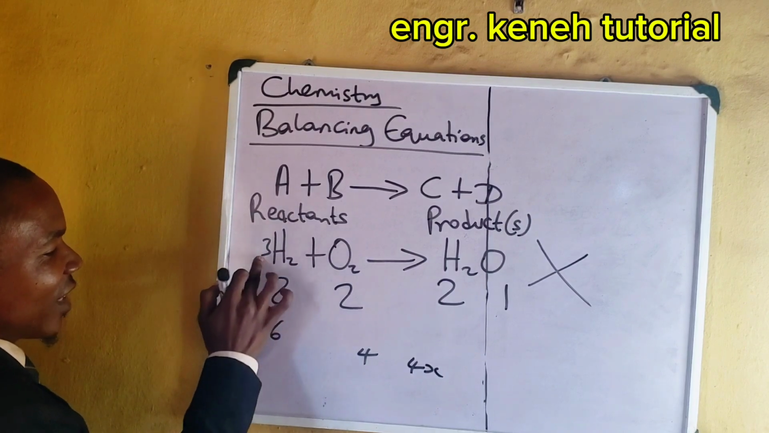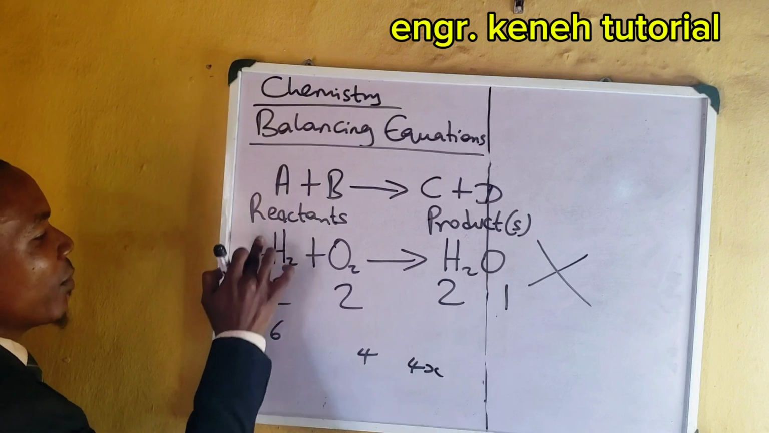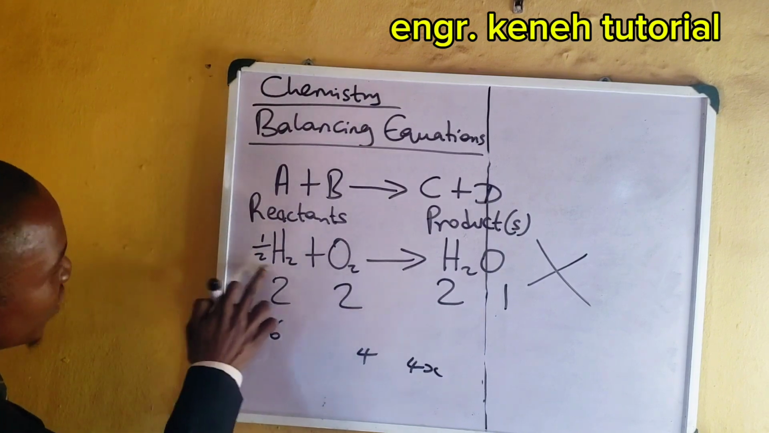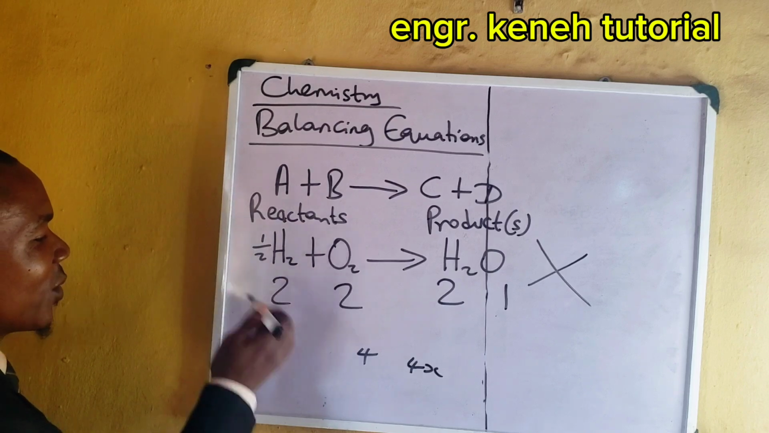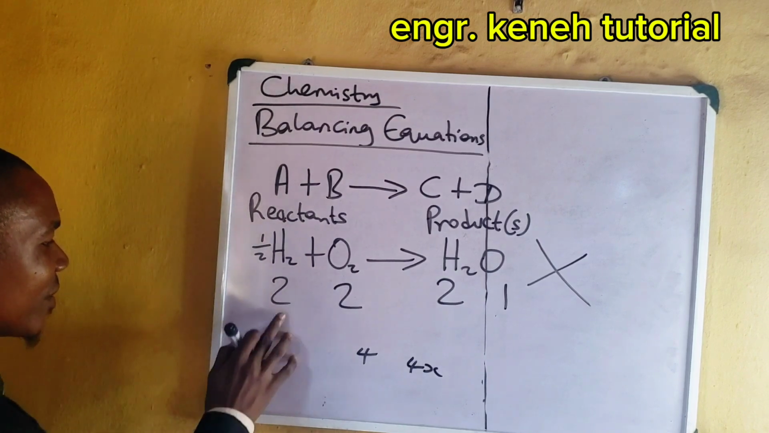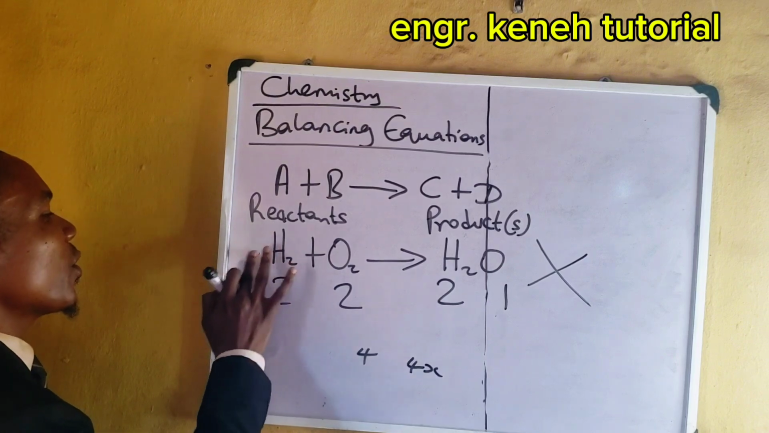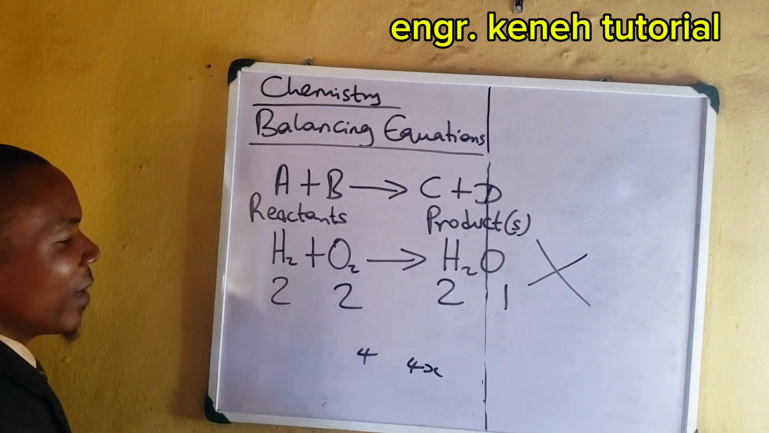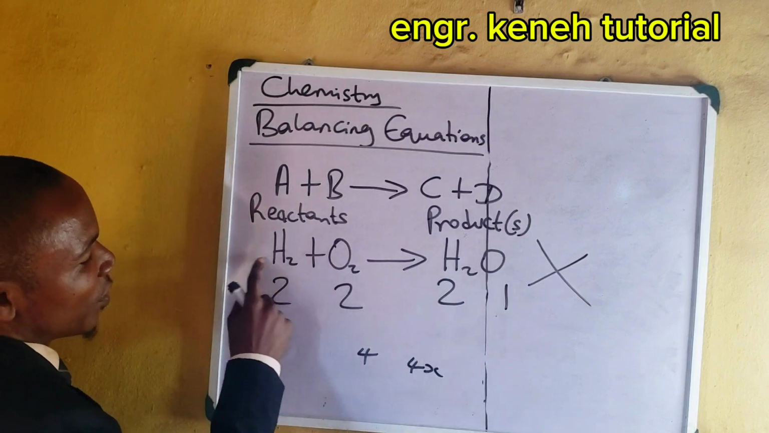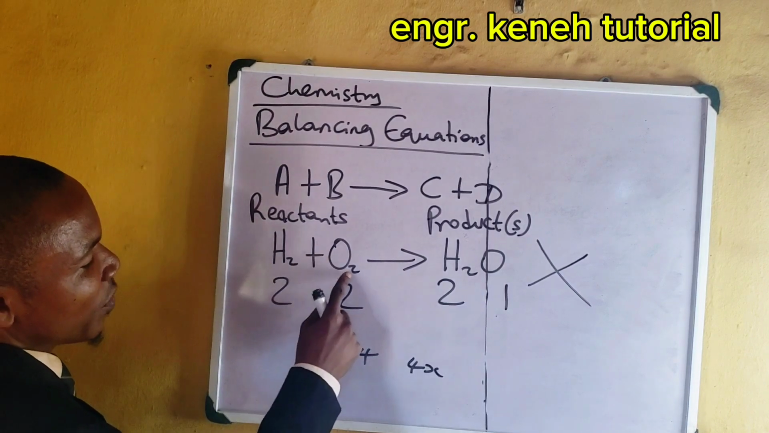Can you see it? If I put something like this, 1 over 2 here, it means that this 1 over 2 is multiplying this. And you know 1 over 2 times this, automatically hydrogen will become what? 1. Can you see? So anything you put in front of an element or in front of a compound here, maybe here, is multiplying this. If you put here, it's multiplying this.